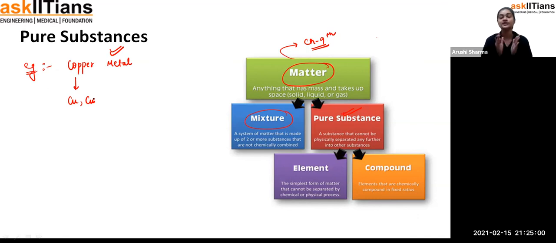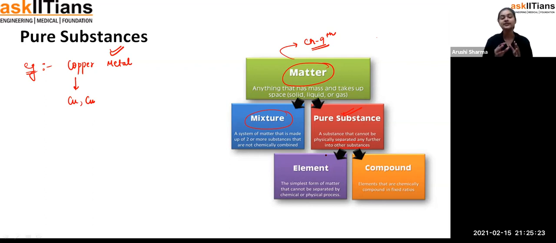And students, what's the property of pure substances? A substance that cannot be physically separated any further into other substances, that we call a pure substance. You will get this point after hearing about mixtures. So for a pure substance, what we have observed is that it will have only one particular type of component or one particular type of element in it.